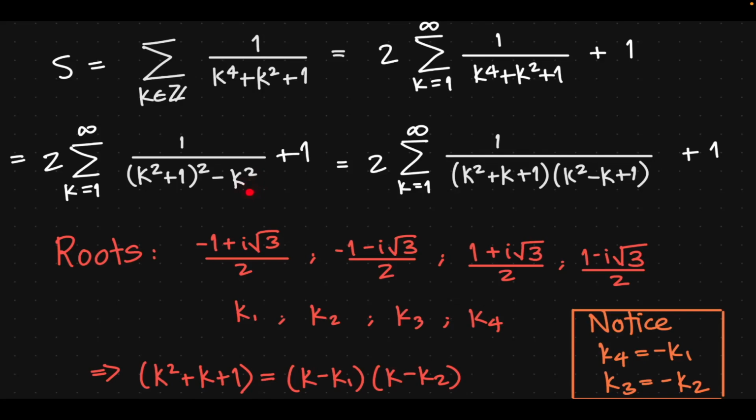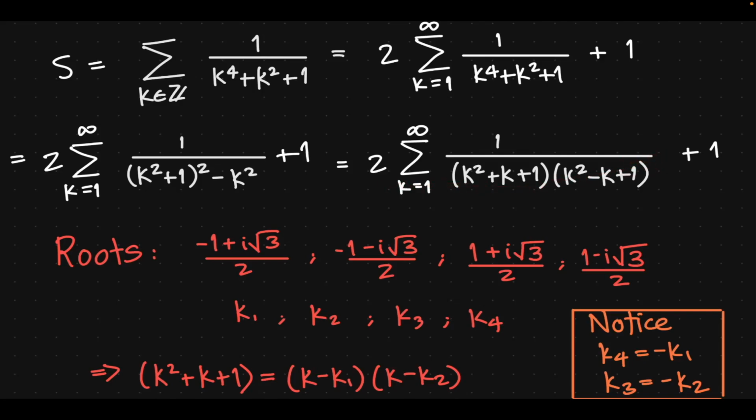And notice that this is in the form of a difference of squares. So we have a squared minus b squared, which we can write as a plus b times a minus b. So that's k squared plus k plus 1. That's one term, and the second term is k squared minus k plus 1. Everything else around it is the same.